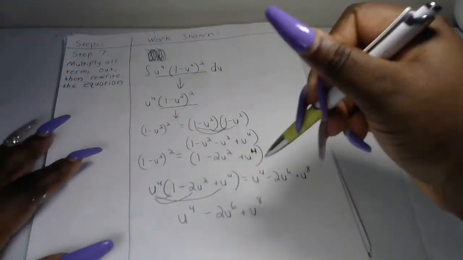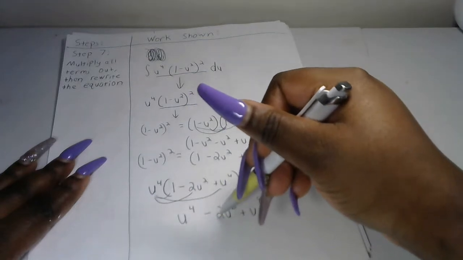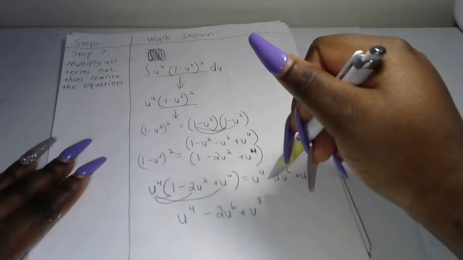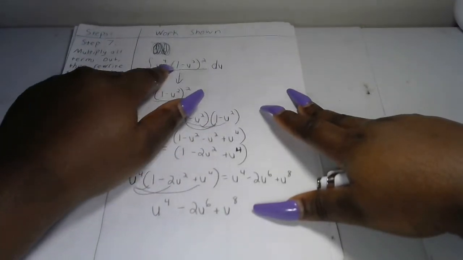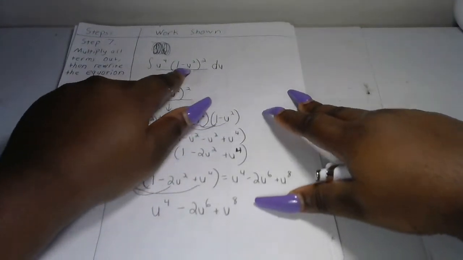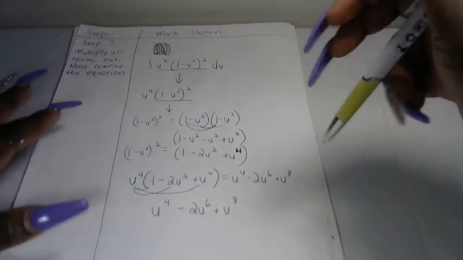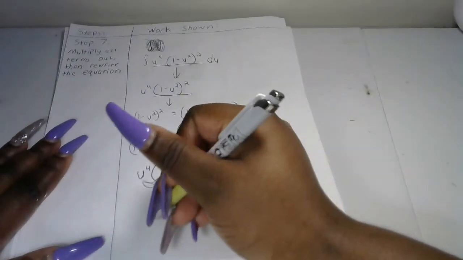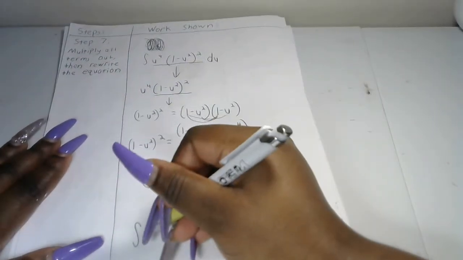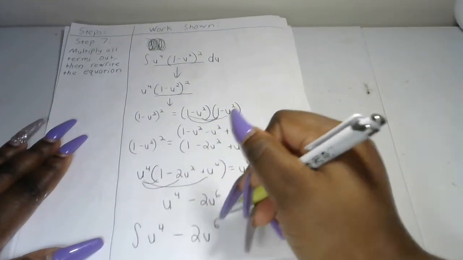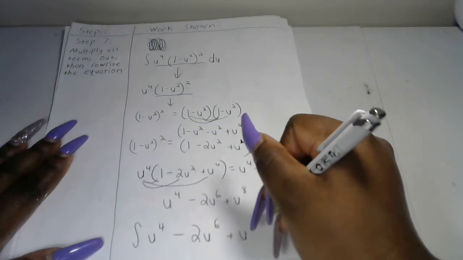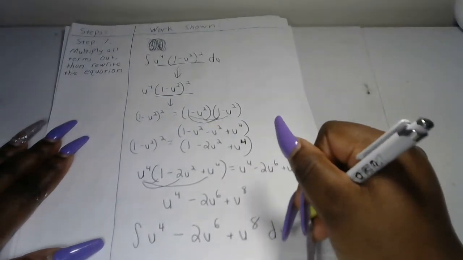Now we've established that u to the fourth minus 2u to the sixth plus u to the eighth is equal to the integrand. Since this is equal to the integrand, we can rewrite the entire integral as the integral of u to the fourth minus 2u to the sixth plus u to the eighth du.